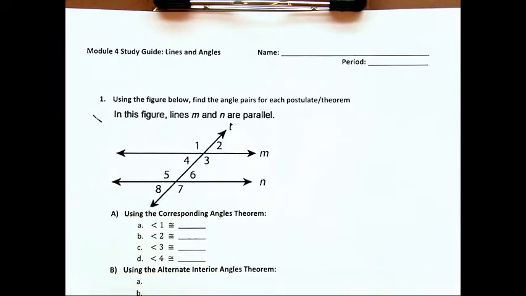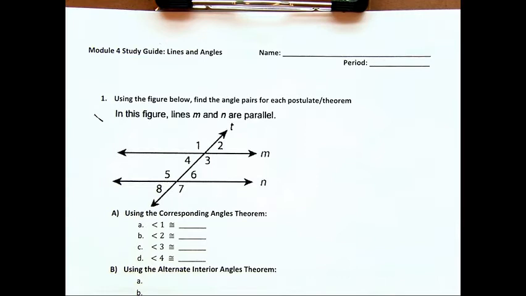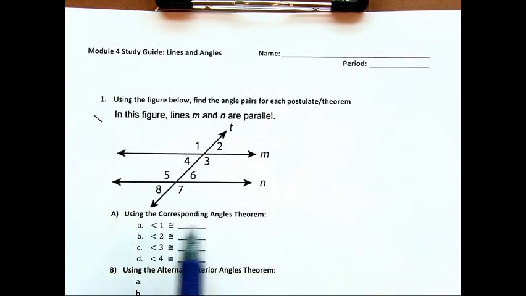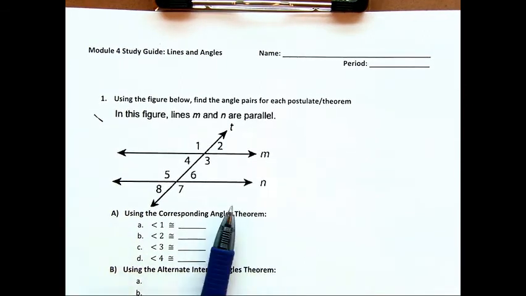This is the module 4 study guide for lines and angles. Number 1, using the figure below, find the angle pairs for each postulate or theorem. In this figure, lines M and L are parallel. Part A says use the corresponding angles theorem.